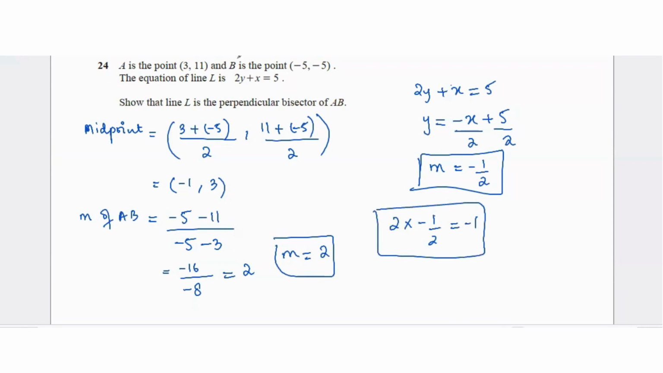The second condition is that we put the midpoint (-1, 3) in this line and see whether it lies on it or not. So if we do 2 times 3 plus negative 1 equals 5, 6 minus 1 equals 5, and 5 equals 5, which means yes. So that's how we showed that the line L is the perpendicular bisector of AB.